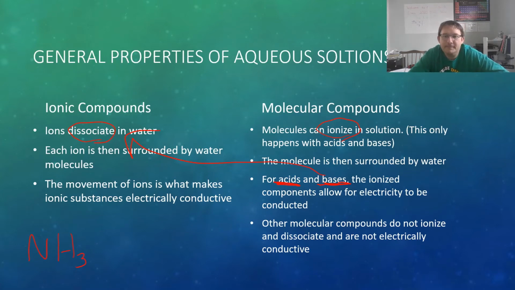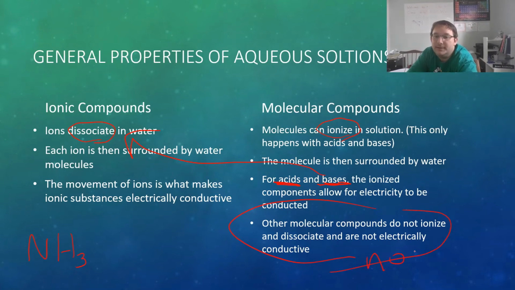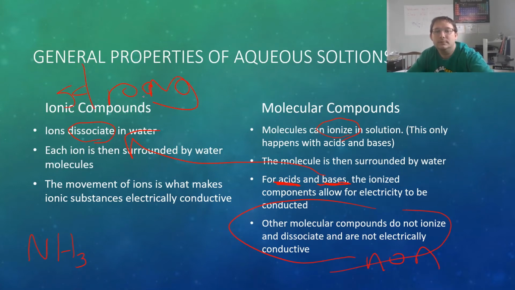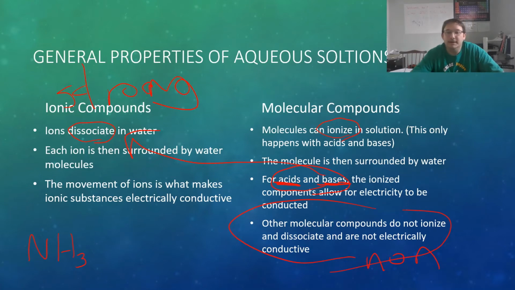And then you have other molecular compounds that are not going to split apart into ions. They're not going to conduct electricity, and these are your non-electrolytes. These are going to be the non-electrolytes. Molecular compounds, really acids and bases, these are going to be either strong or weak. We'll go over the list later. And then molecular compounds that do not break apart into ions are your non-electrolytes.